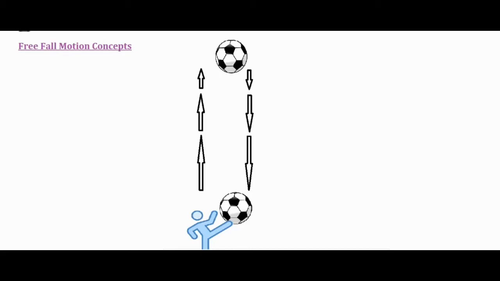In this video, we're going to be talking about free fall motion concepts. The meaning of free fall just means an object that's moving only under the influence of gravity. So it's basically something that's moving around through the air but isn't actually affected by the air resistance itself.